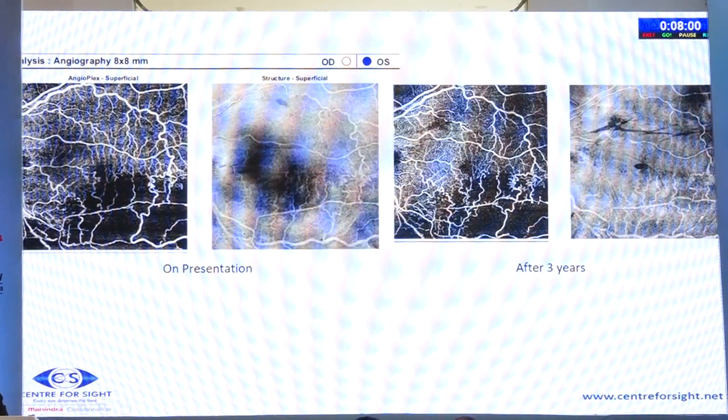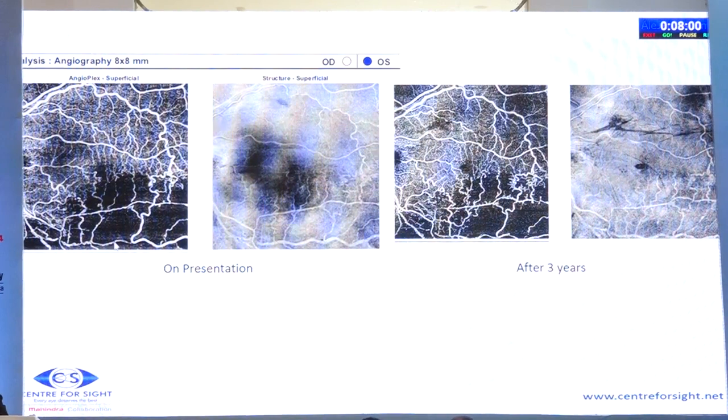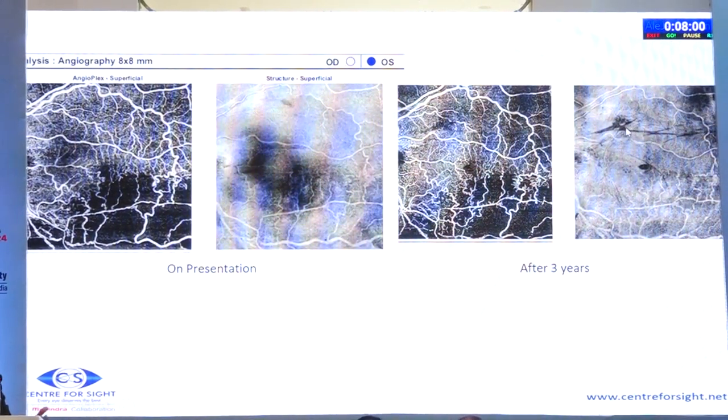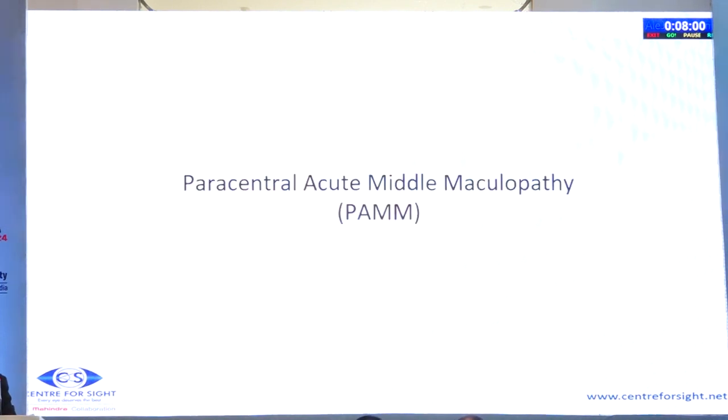So on presentation, what we saw was only macular ischemia, and after 3 years, we saw the presence of ERM also, which you can see on an en-face image. And this is how an OCT angio has helped us do a long-term follow-up of such a patient.